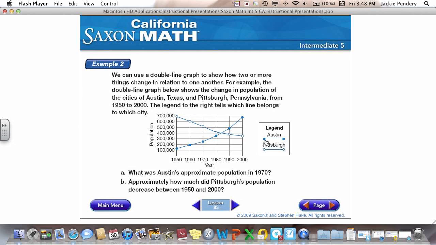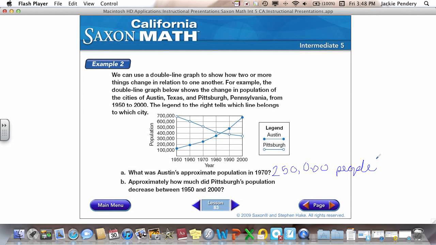So I know that I'm looking for the solid blue dot line in 1970. I find my year, I scroll up till I find the dot on that line, and I see that it is approximately halfway between 200,000 and 300,000. So the answer for A then is about 250,000 people.